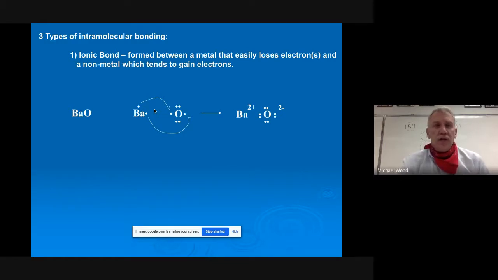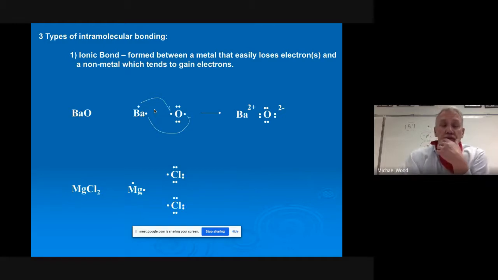Okay, so here is another example. MgCl2. Again, if I categorize this, I've got Mg, a metal, element 12, with chlorine, a non-metal, element 17. So this is going to be an ionic bond, metal, non-metal. So here is our dot structure.